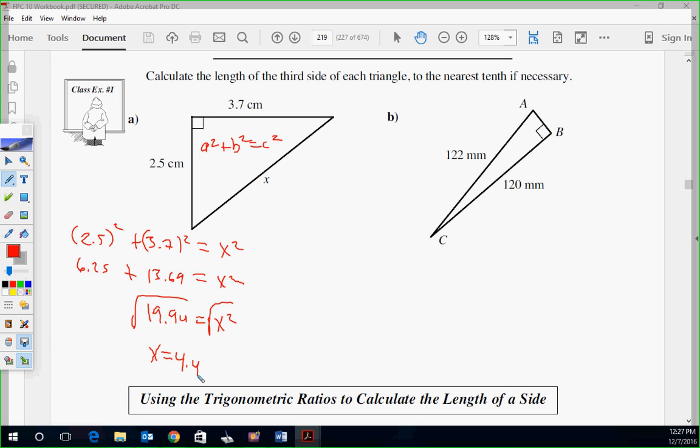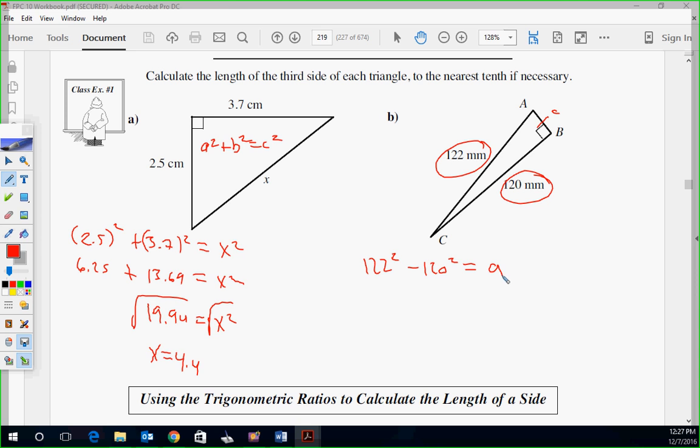Okay, so we come over here. This time they gave us the longest side. So we're going to go longest side squared minus shorter side squared gives me the other shortest side. So this would be 122 squared minus 120 squared equals, we'll call this C. Well, you guys won't want C. C is technically the hypotenuse. Let's just use A. Questions on that setup?